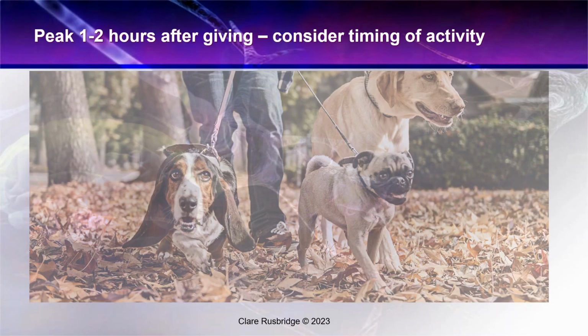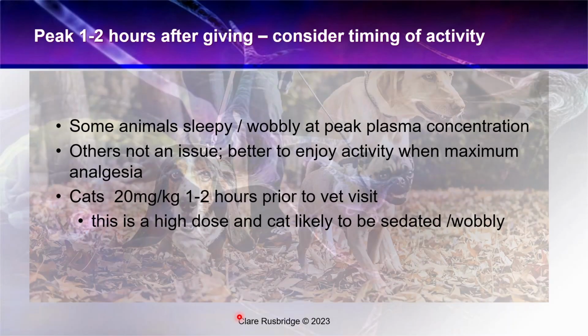Most people find it's very useful to give it first thing in the morning. Obviously the animal may be waking up, more painful, and you want to get them going, so it's given first thing. And then hitting the peak at about 1 to 2 hours. For some animals, they're going to be very sleepy or wobbly, and so that's not a good idea to plan your agility. However, for others, that's not an issue. They're not very sleepy or wobbly after they've got used to the drug, and it's actually better to enjoy their activity when they have the maximum analgesia. So for many owners, they will plan taking the dog for a walk whilst the drug is at their peak.